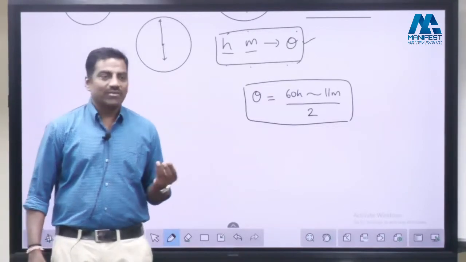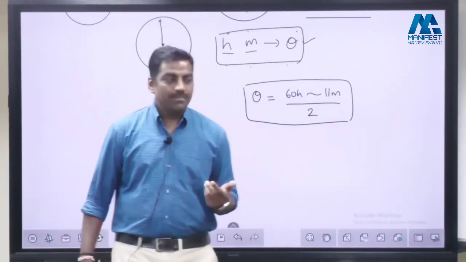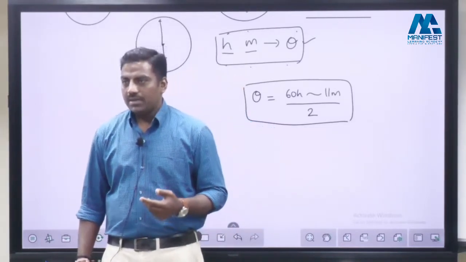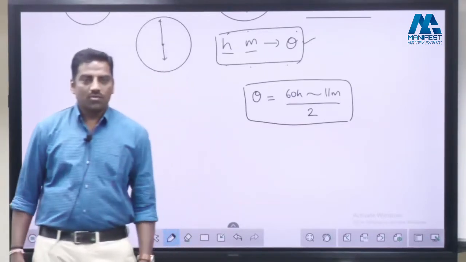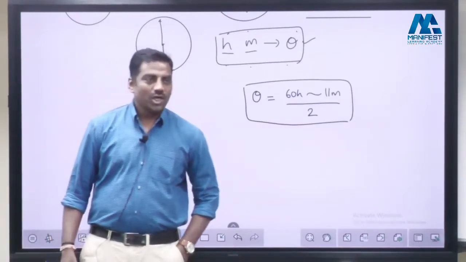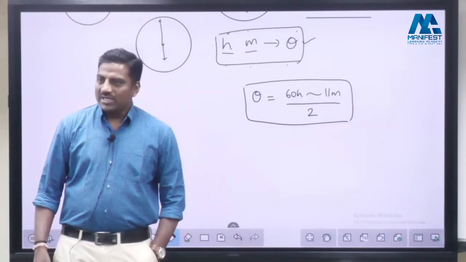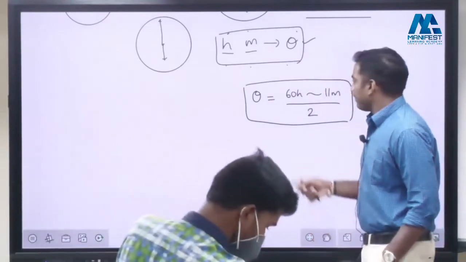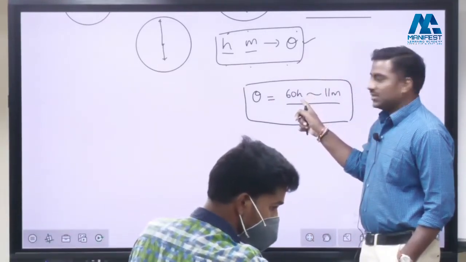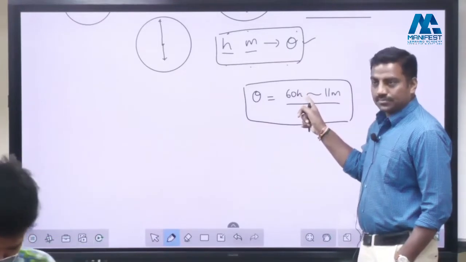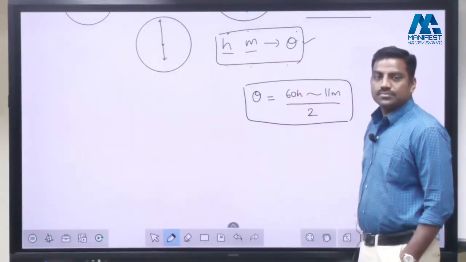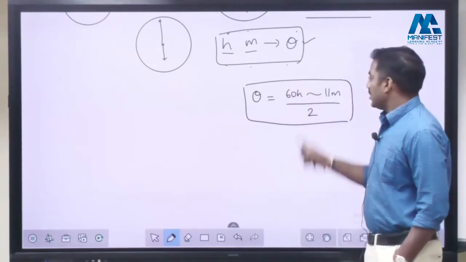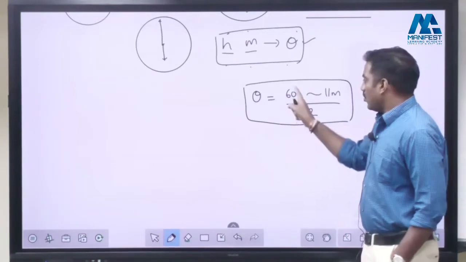This is the basic thing that we have to do: for a given time, we have to get the angles. At 12 o'clock, what is the angle? Zero. No worries at all. But see here, if you put H as 12, what will be the value of this?